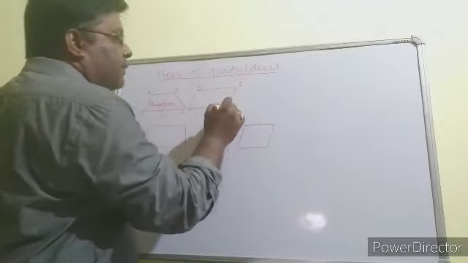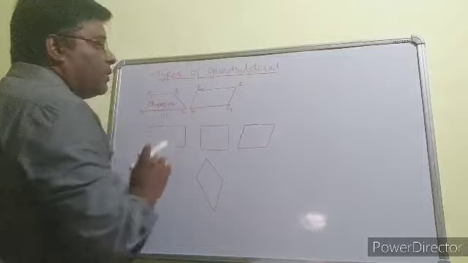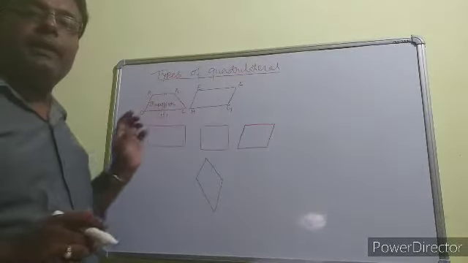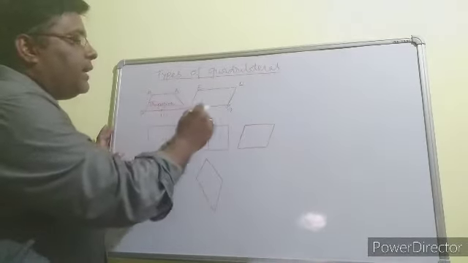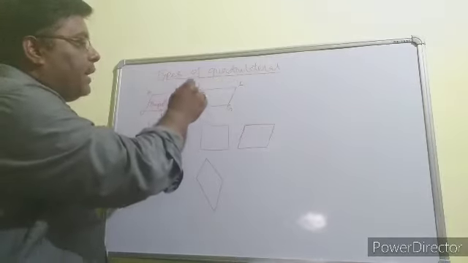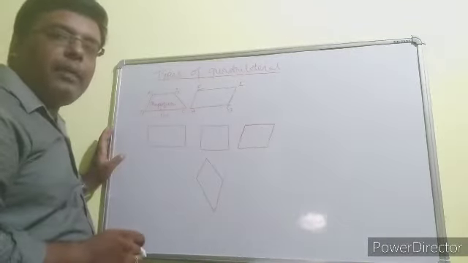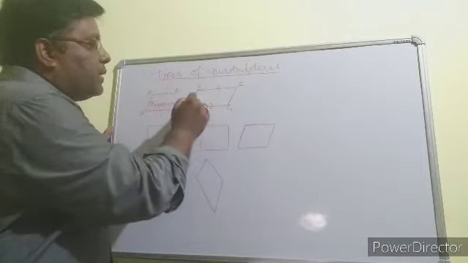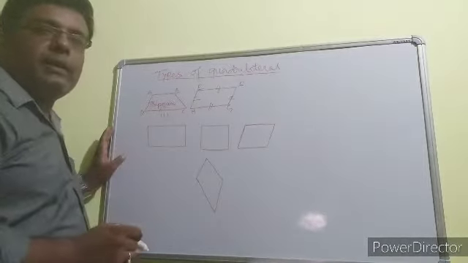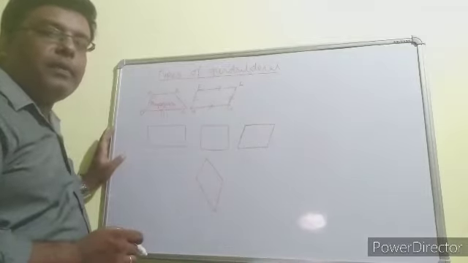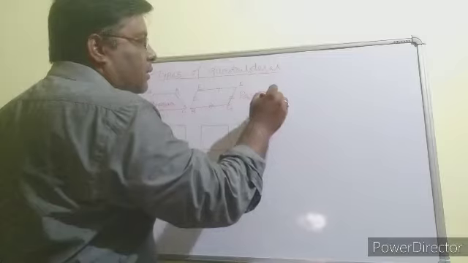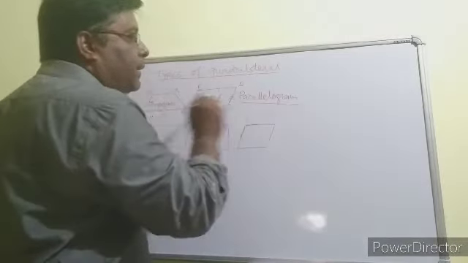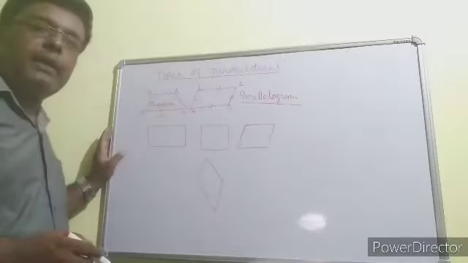Next one, suppose E, F, G, H. It's also a quadrilateral, but in this figure, both the opposite pairs, that is EF and HG and FG and EH are parallel to each other. That is, both the opposite sides are parallel to each other. Then this type of quadrilateral is called parallelogram. That is, in a parallelogram, opposite sides are parallel.